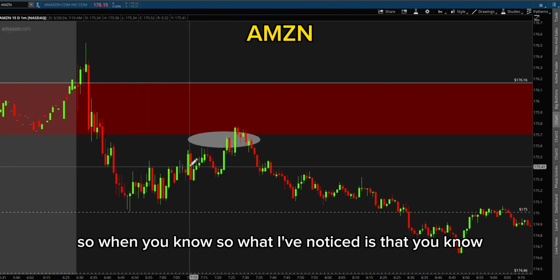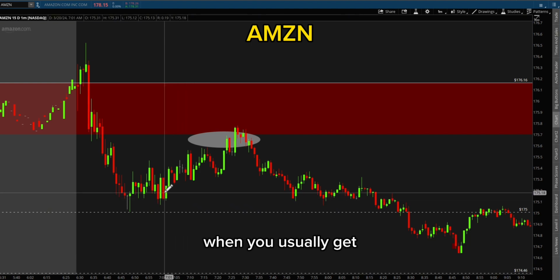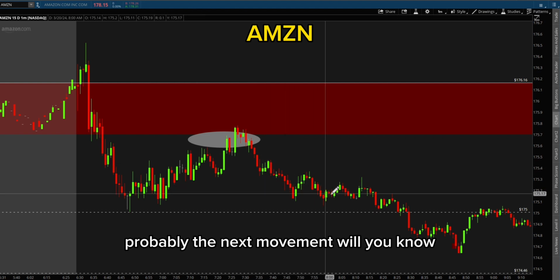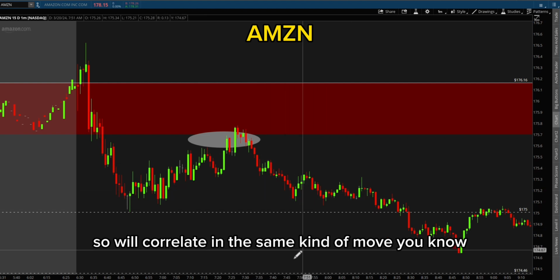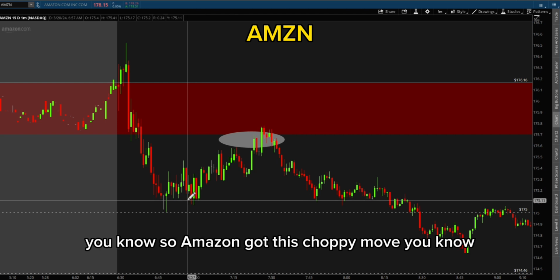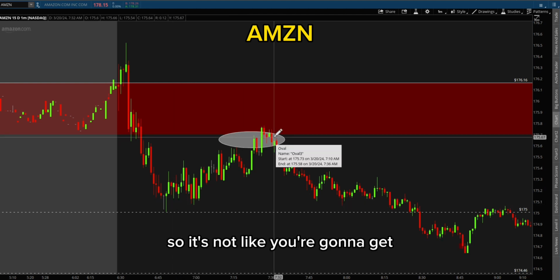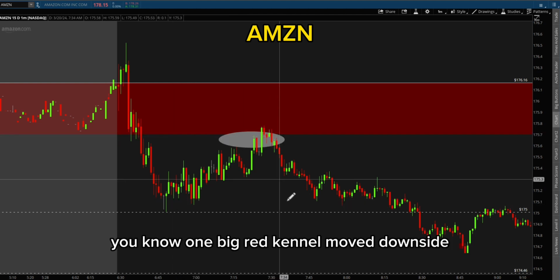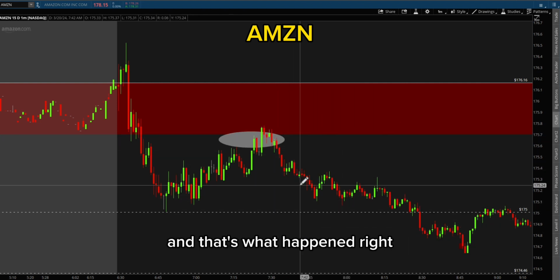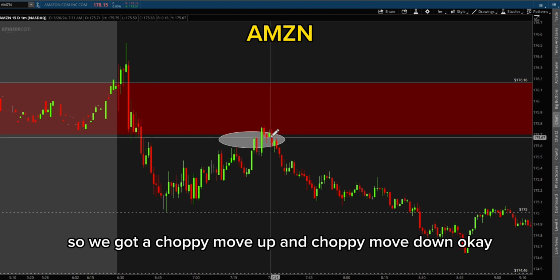What I've noticed is that when you usually get a choppy upside move like this, the next movement will probably correlate with the same kind of move. So if Amazon got this choppy move up, you're not going to get one big red candle move to the downside. You're going to get the same choppy move down, and that's what happened. We got a choppy move up and a choppy move down.